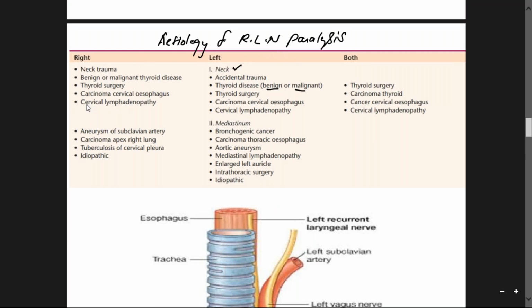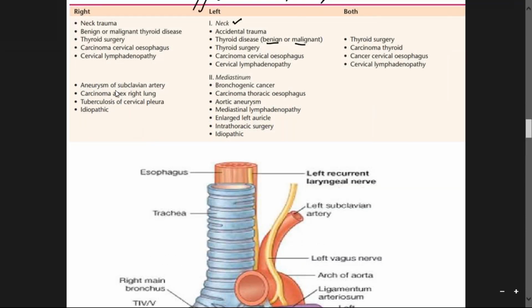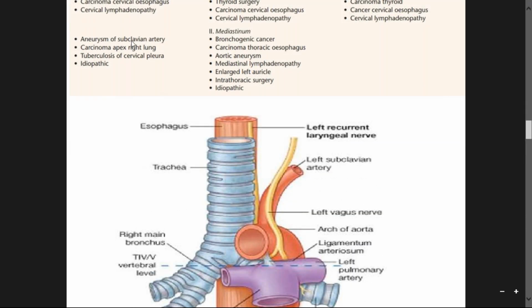Whereas in the case of the right side, again neck trauma is common. Again, thyroid surgery, cervical lymphadenopathy. Whereas on this right side, it is aneurysm of the subclavian artery rather than the aneurysm of the aorta. Next, tuberculosis of the cervical pleura, because it has a shorter course, and carcinoma of the apex of the right lung. So all these are the causes.